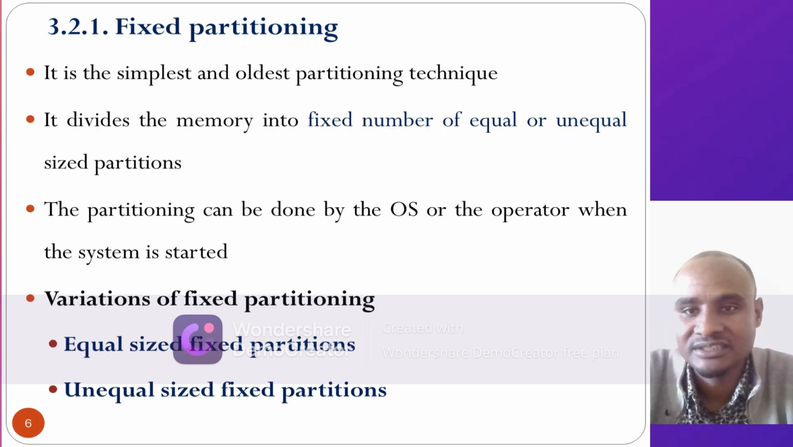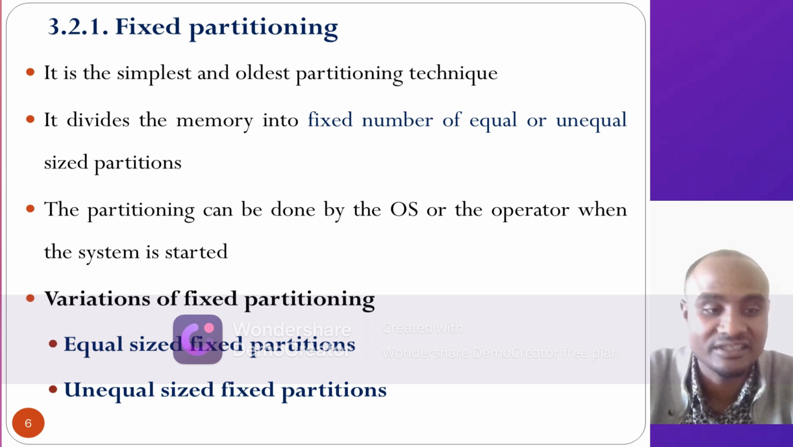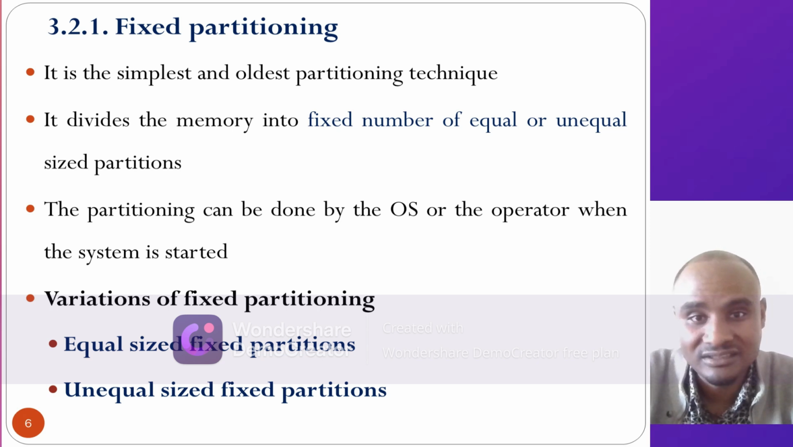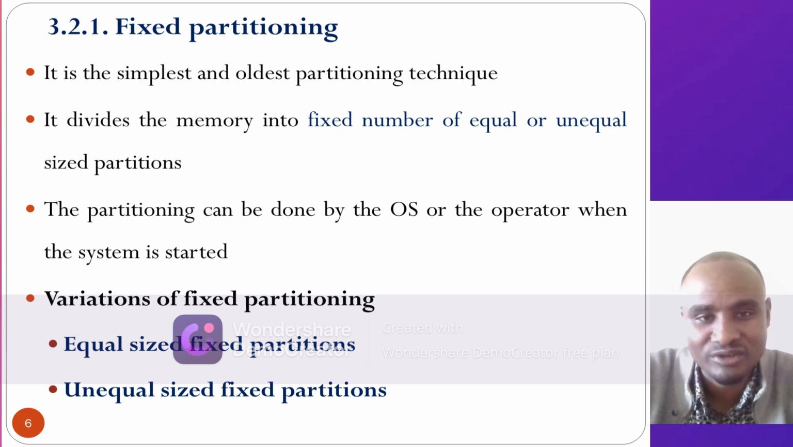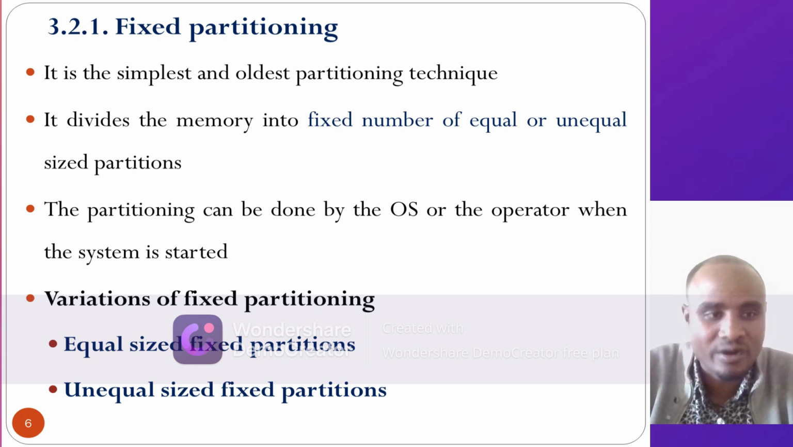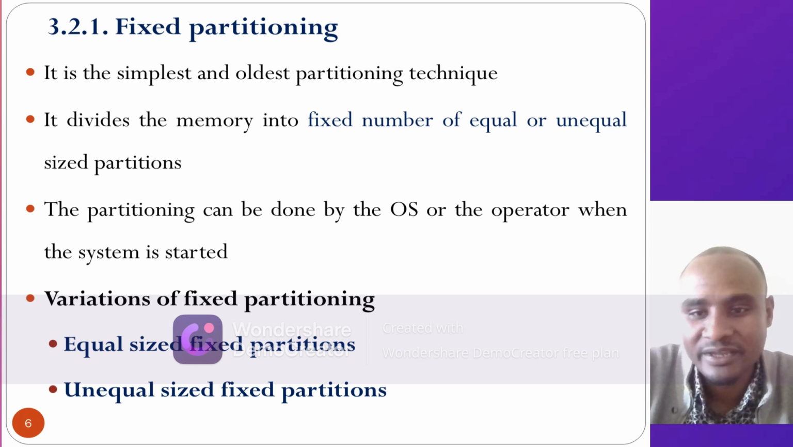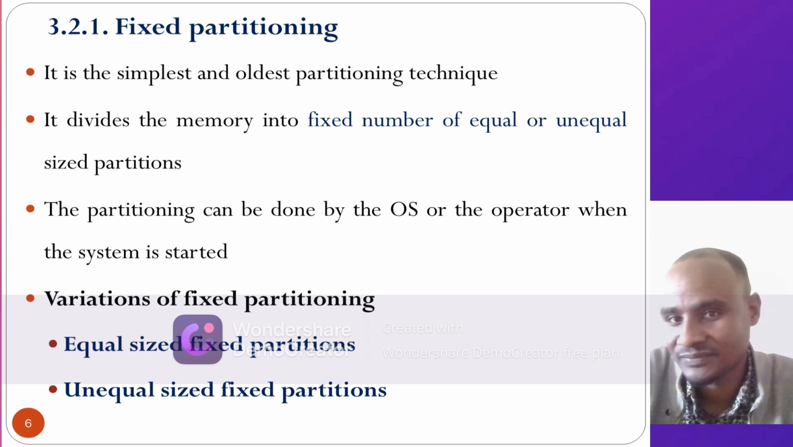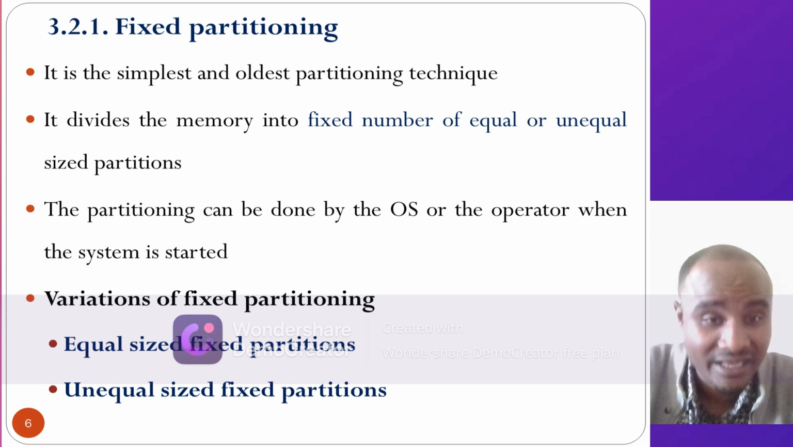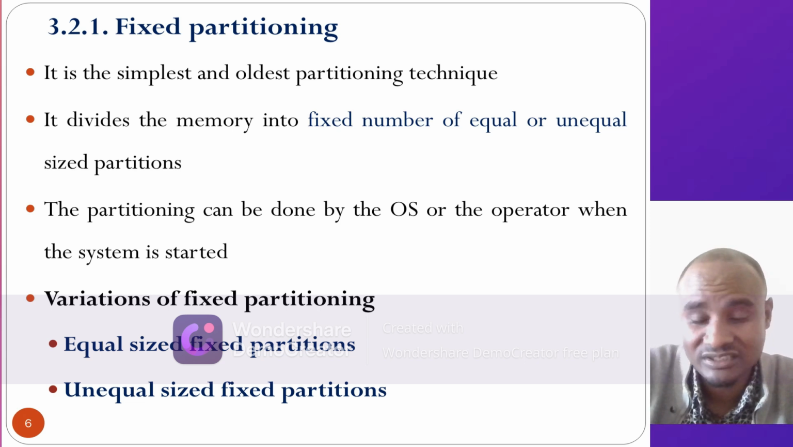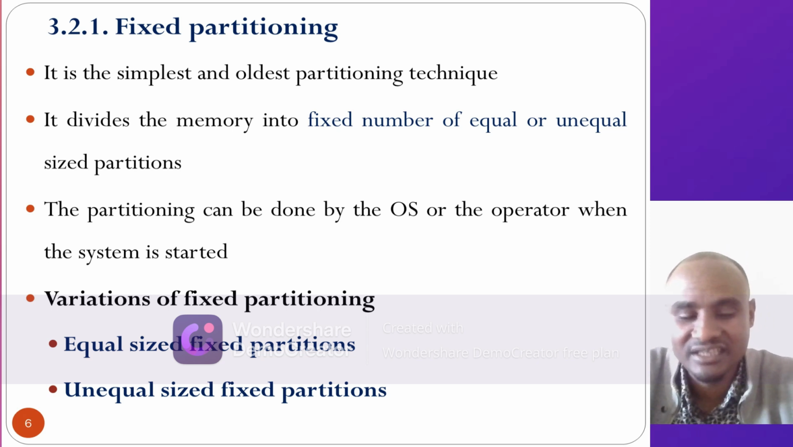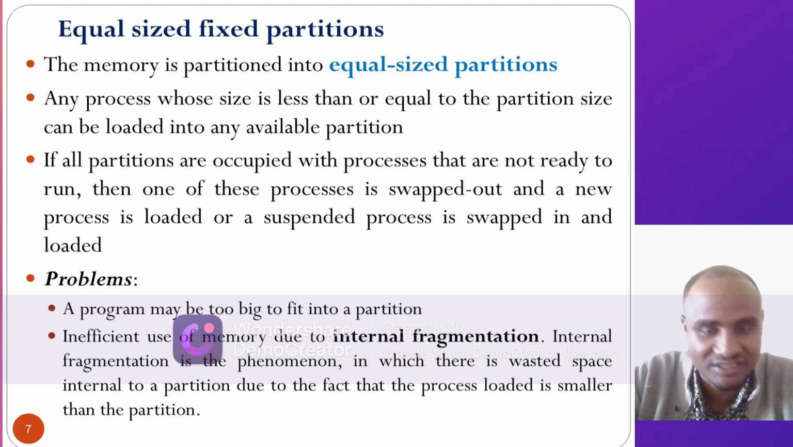Next, fixed partitioning. It is the simplest and oldest commonly used partitioning technique. It divides the memory into a fixed number of equal or unequal sized partitions. The partitioning can be done by the operating system or the operator when the system is started. There are various fixed partitioning techniques: equal sized fixed partitioning and unequal sized fixed partitioning.